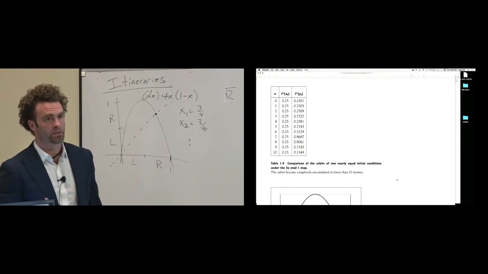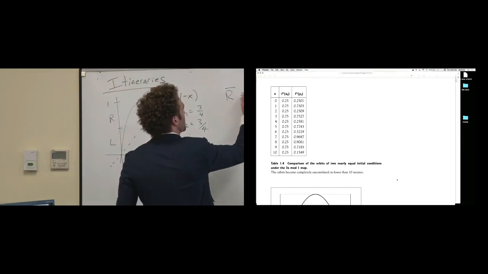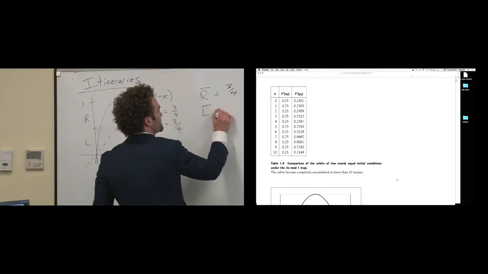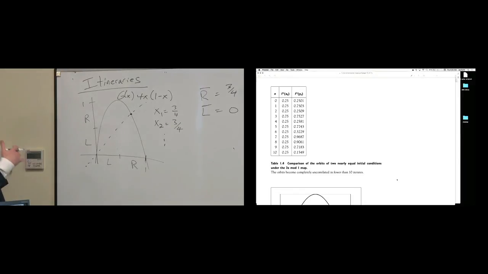What do you think the itinerary for the fixed point 0 is going to be? It'll be L bar. And what we're going to find is that, at least for the logistic map with parameter 4, we're going to have a unique string of L's and R's for every point.